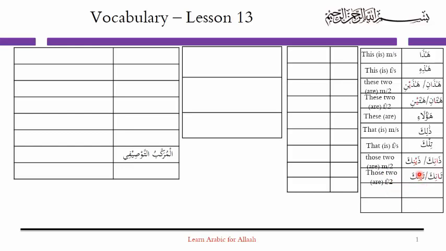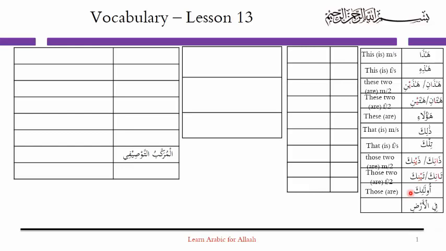So, these two are mu'rab. They are marfu'a bi'alif and majrur and mansub bi'ya. Just like these. Because they are musanna. The musanna, that's how the i'rab is done, right? It is not with dhamma and fatha and kasra. Ula'ika is for masculine, and ula'ika is for feminine. Right, like ha'ula'i, ula'ika. It means those are. And it is mabni.